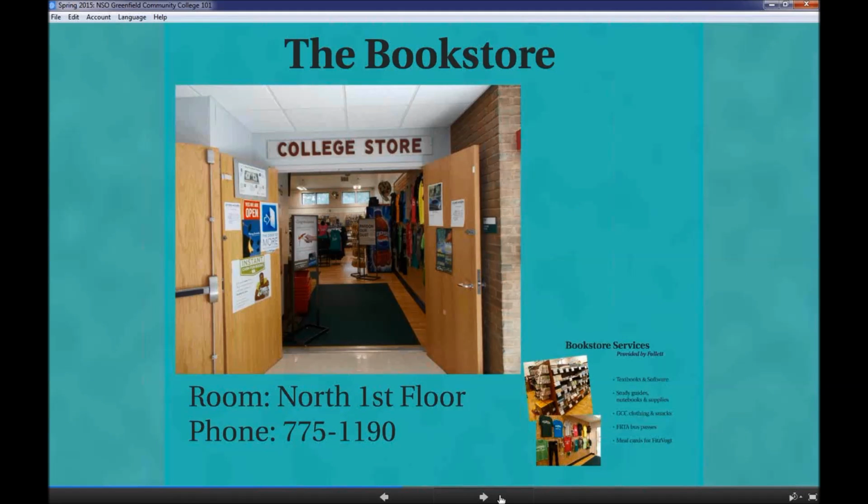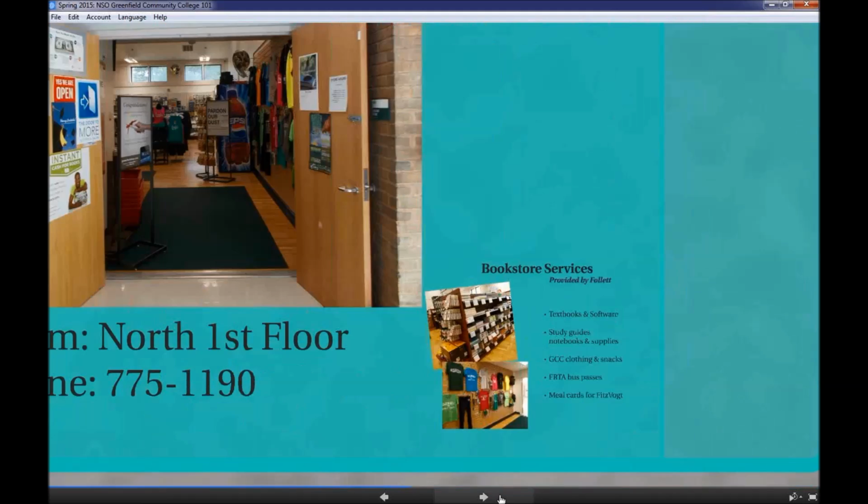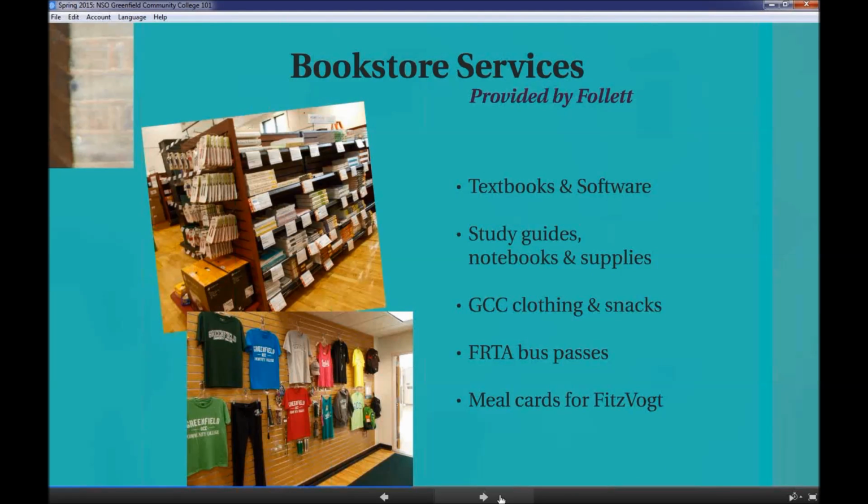The very last thing that I want to talk to all of you about before we conclude this unit is our bookstore. Our bookstore is located in the north on the first floor. Our bookstore is now operated by Follett. Follett is a national corporation that has a long history of providing college book services to many colleges and universities, and so they've been with us for just over 2 years now.